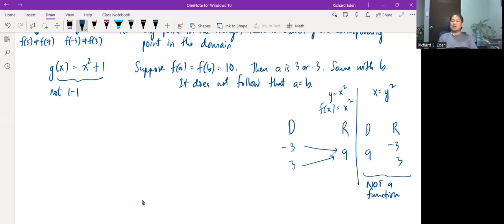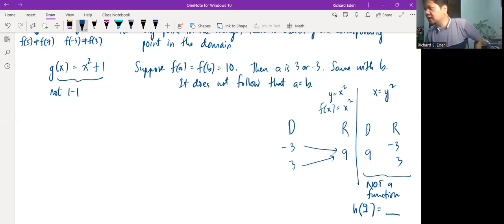Bakit kasi, po? Ang definition, ano lang siya, relation siya. Kasi for a function, so kunwari, h of something equals something definite. So ito kasi, h of 9, ano siya, negative 3 or positive 3? If you say both, then hindi siya function.